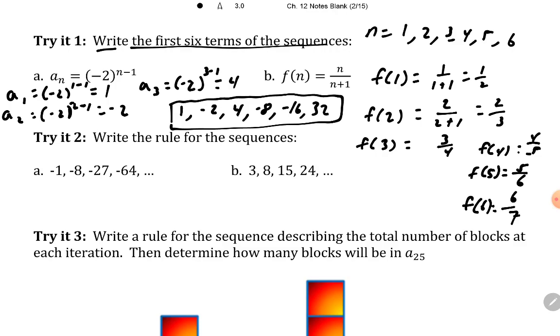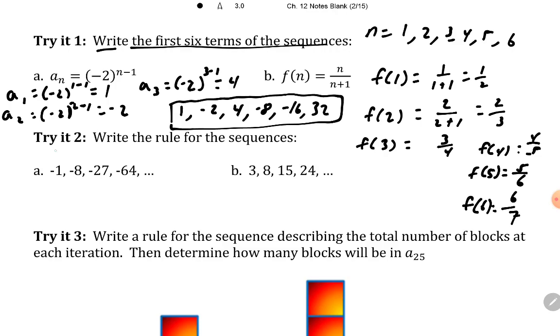All right, part A, or try it 2. So let's go backwards. Last time we found our sequence, or at least put in some terms. We didn't go through all the terms because that would be infinite. But here they want us to write a rule.